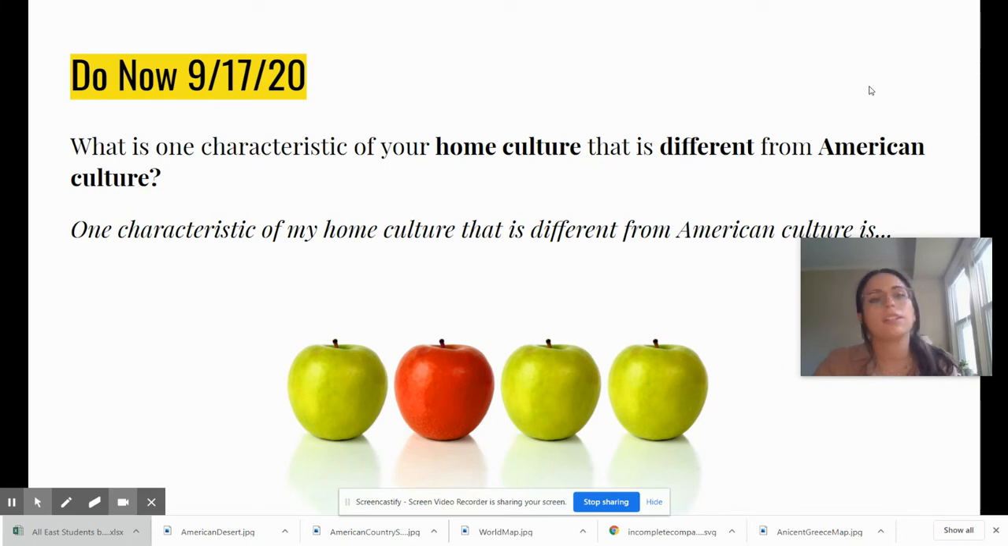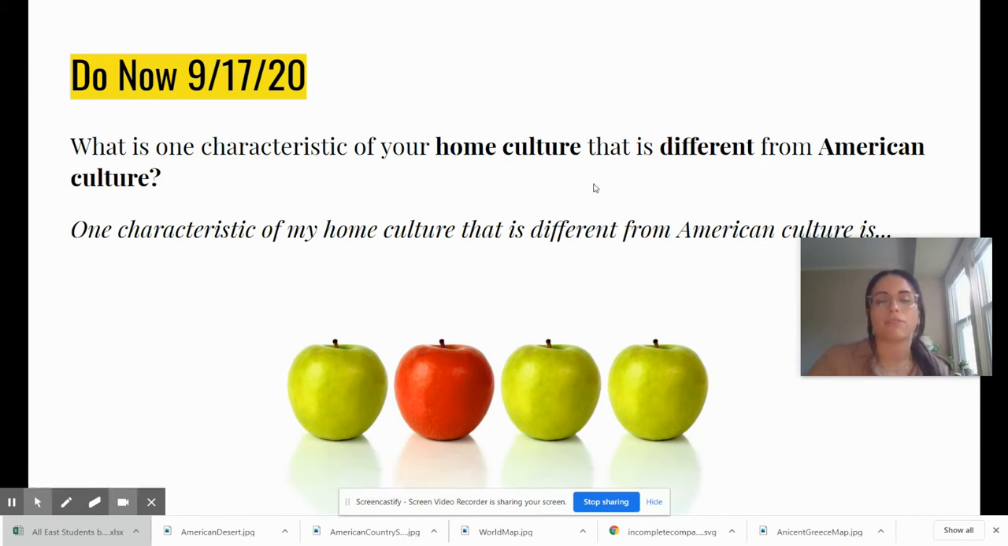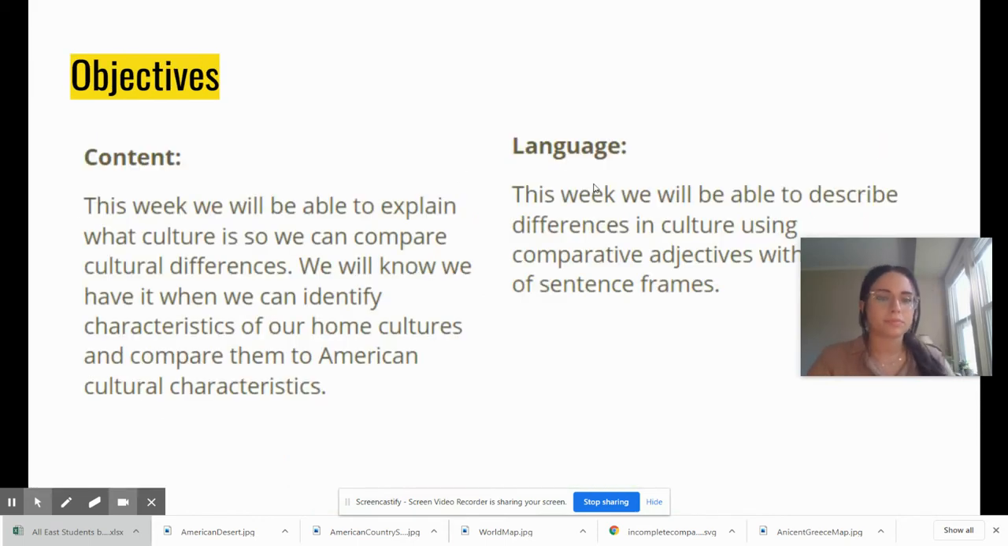The first thing you need to do is think about this question. What is one characteristic of your home culture that is different from American culture? If you do not come to class, you do not have to do anything with this question other than think about it. As you can see, the red apple is different from the green apples. Different, similar. So consider, how is your home culture different from American culture?